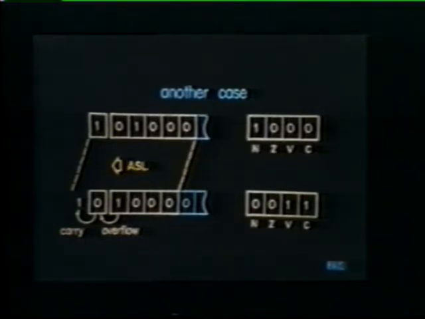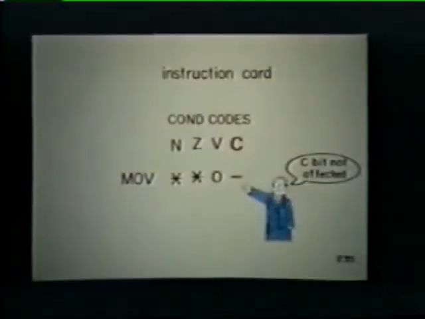How do we know which instructions affect which condition codes? Well, we can refer to the instruction card. The card has a column called condition codes. Under that column are 4 letters representing the 4 codes, N, Z, V, and C. A dash in the column indicates that the bit is not affected. Here, for instance, the C bit is never affected by a move instruction.